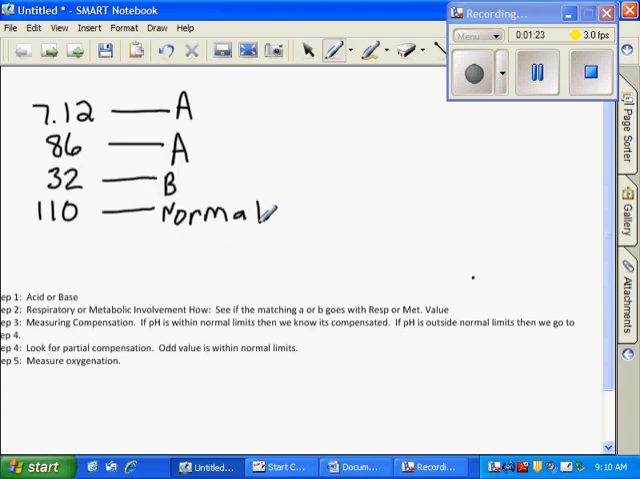Okay, so step 1 said, are we acid or base? We determined we are what? We have an acidosis problem because we have two A's here in this problem, right? Acidosis. Step 2 is respiratory or metabolic involvement, and we look to see if the matching A or B goes with the respiratory or metabolic value. And when I say matching, I'm talking about the pH.